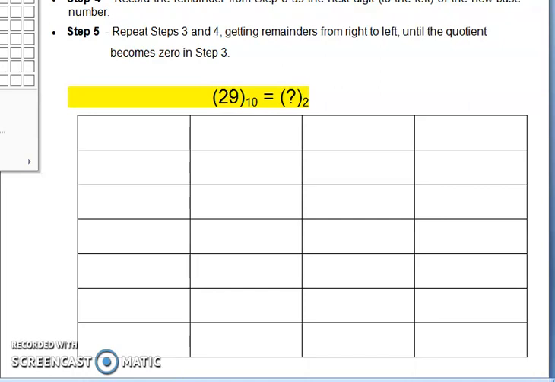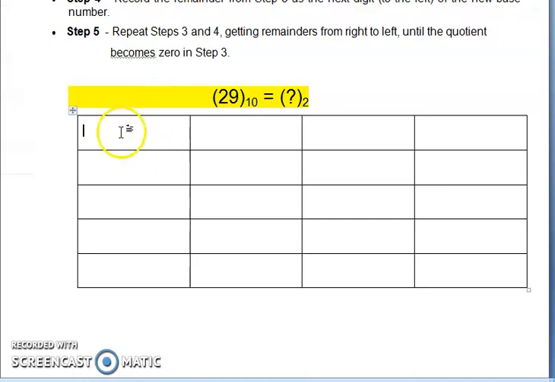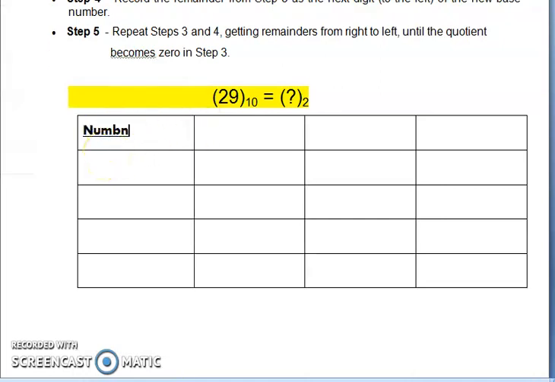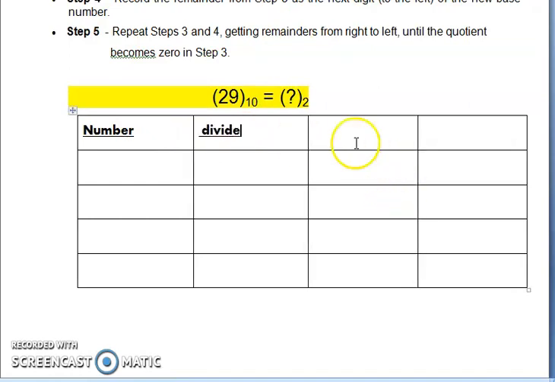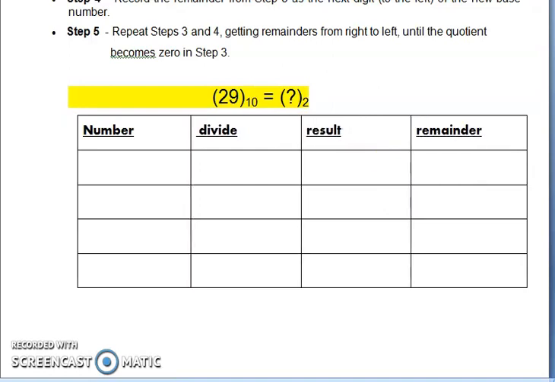Divide that number, which is 29. Here you get the division result, and you also keep the remainders. So in this example the number is 29.